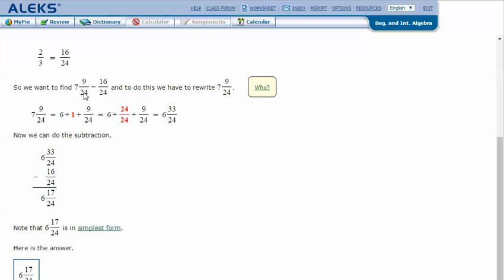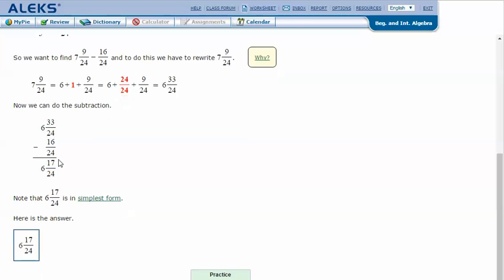And so now, instead of 7 9/24ths, we have 6 33/24ths, which gives us a big enough numerator that we can subtract 33 minus 16. So 33 minus 16 is 17/24ths, and 6 minus 0 is 6. This is already in simplest form, so we don't need to reduce any further. Let's try another one.